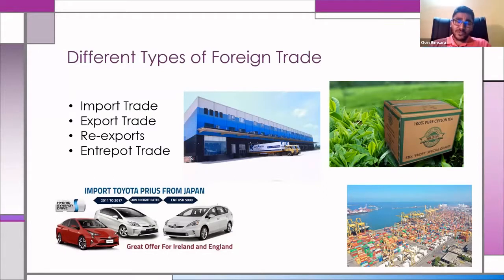The entry port trade is also something similar, but where it happens is a bit different. Here what will happen is you are importing a good, but you are not sending it away from the port. You are not sending it away from the harbor. You are keeping it in the harbor itself, and from the harbor itself, you are exporting it back. This is what we call as entry port trade.